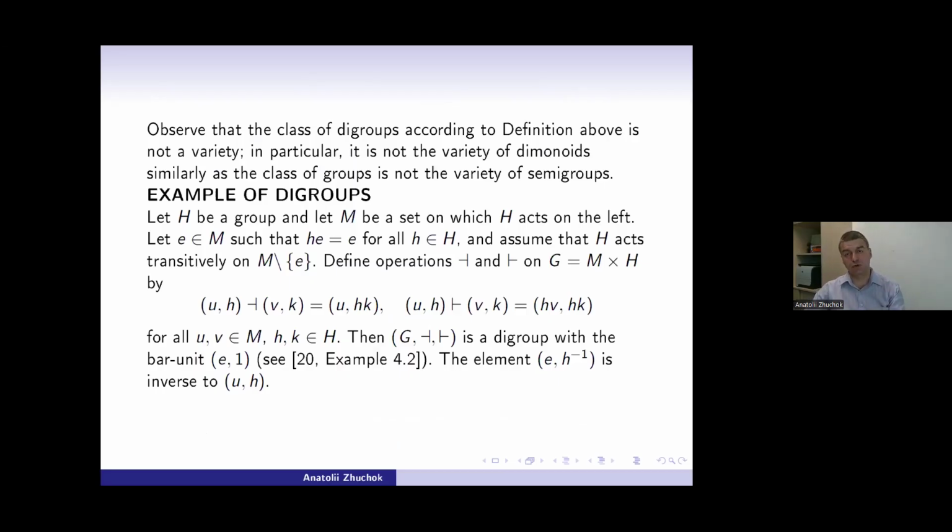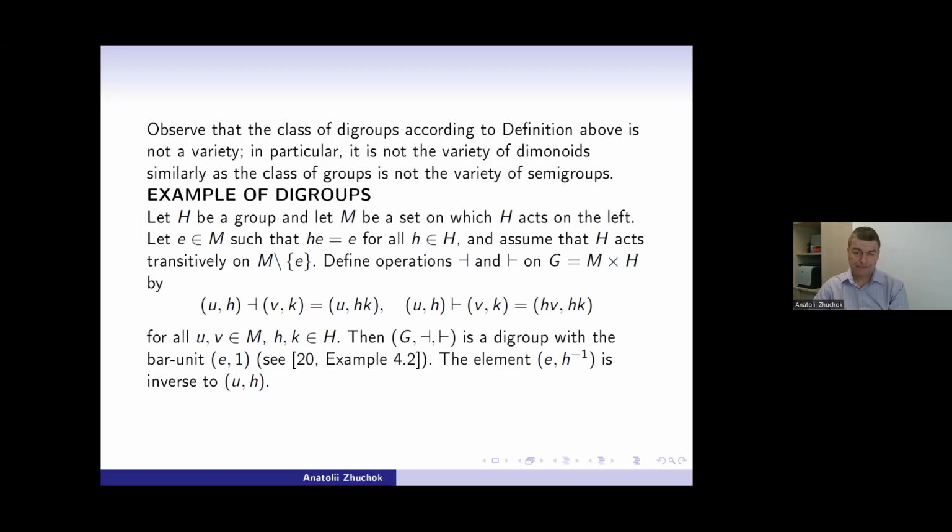The class of D-groups, according to this definition, is not a variety. And here is an example of such a class of D-groups: take a group H and a set M, on which H acts on the left, and using this set, we can define two operations on the direct product M times H in this way.